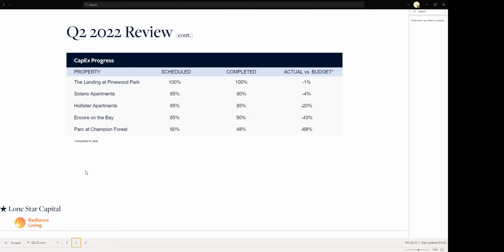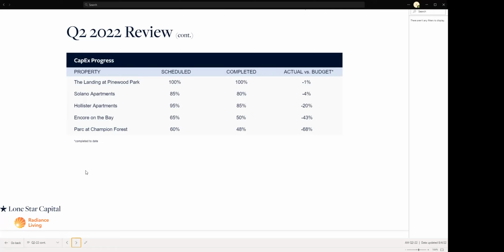We're about a year in at this point to our CapEx plan, and our plan is to have it stabilized within 24 months. So we're on schedule there, looking to try and finish up early if possible, just so that we can keep bumping the rents there and pushing our collections. Hollister as well is more so completed and scheduled than Solano.